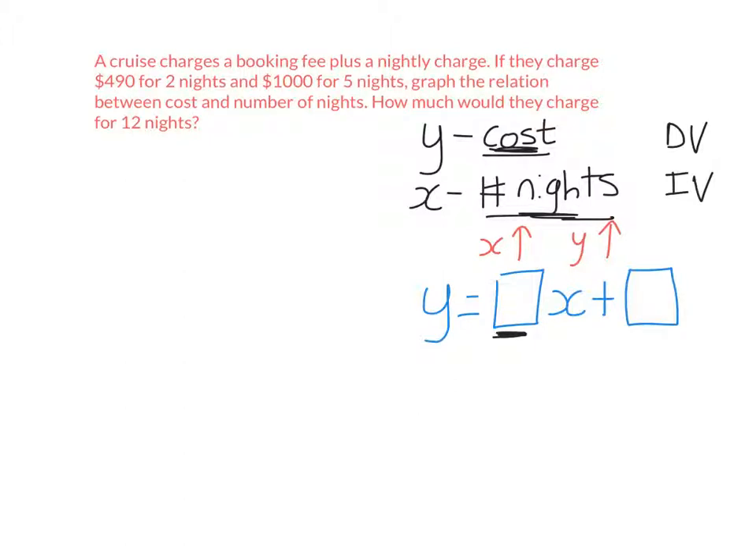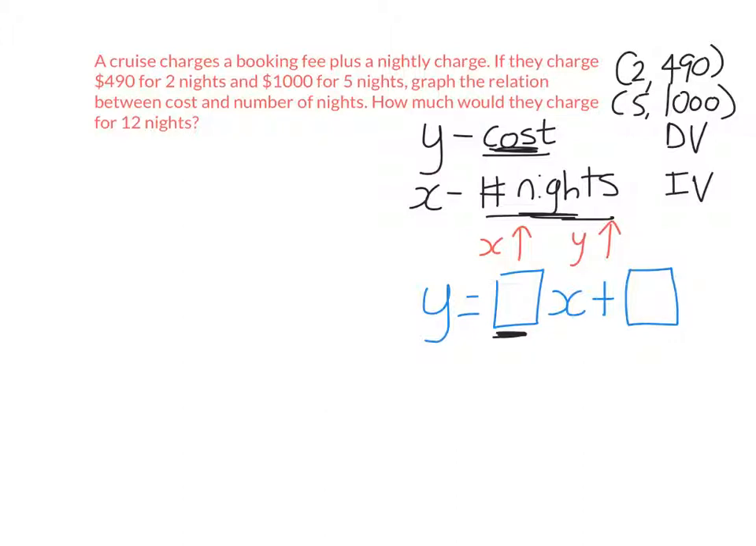So this is the rate of change. This is saying each time we stay an additional night, how much does the cost go up by? So that is, of course, the gradient. We know the gradient goes here. So if you like, we sort of have 2 points. We have x is 2, y is 490, and we have x is 5 and y equals 1,000.